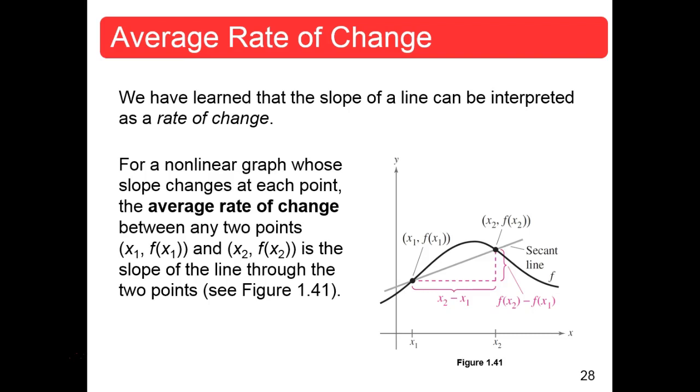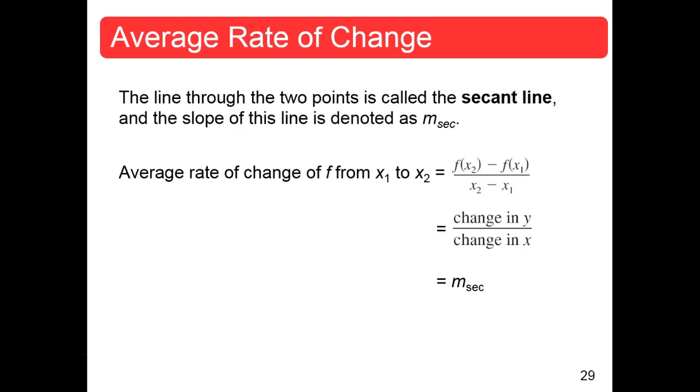What is y? F of x. So if this is x1 and x2, this would be f of x1 up here, and this is f of x2 up here. So this would be f of x2 minus f of x1 divided by x2 minus x1. That's your difference quotient, average rate of change. Same thing as we had before. That's what average rate of change is.